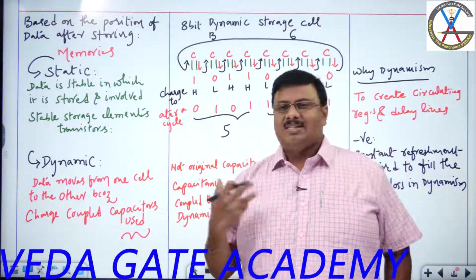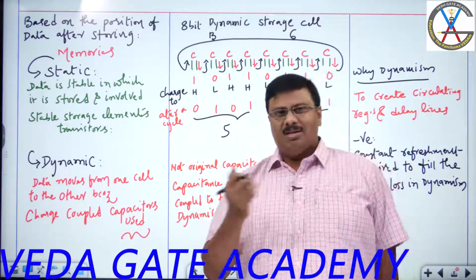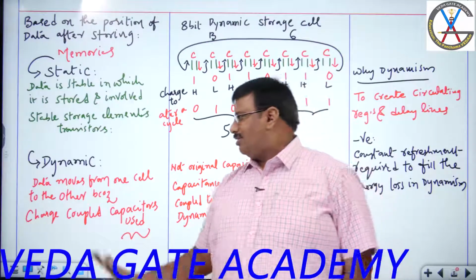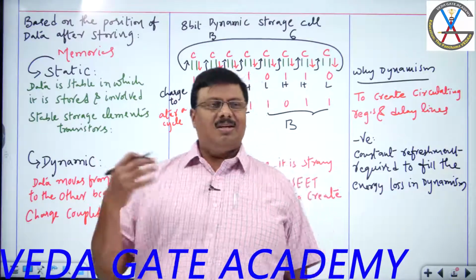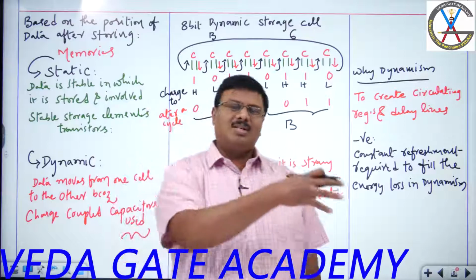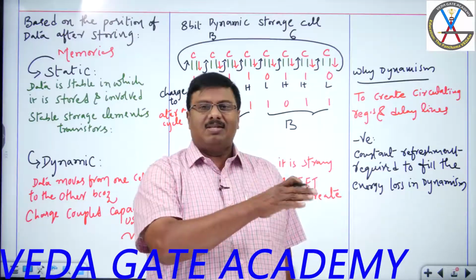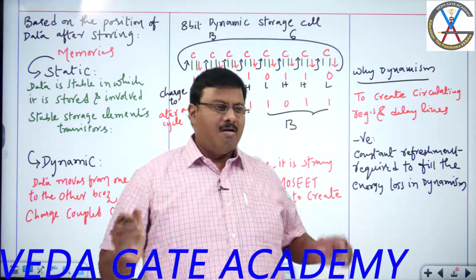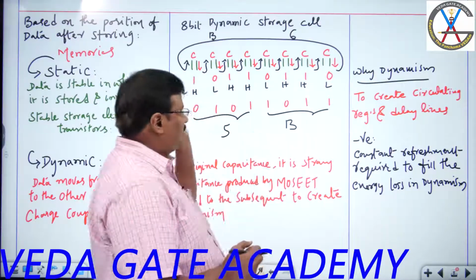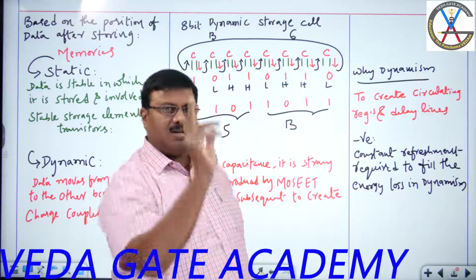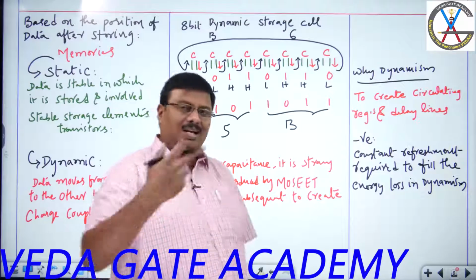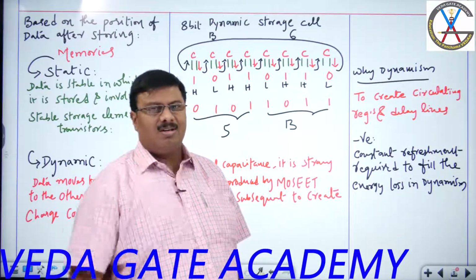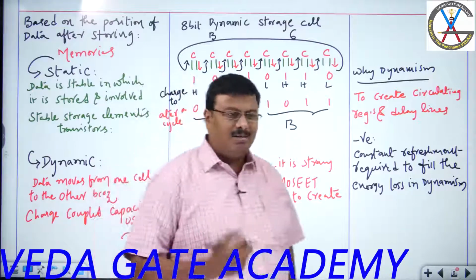Like how? Static memories are designed with stable storage elements, transistors. Dynamic memories are created by using dynamic storage elements, charge coupled capacitors, MOSFETs, whose stray capacitance coupled to each other, where the energy transformation will occur like that. So the data circulation is created. Delay lines can be structured in the industrial applications in the real-time process.